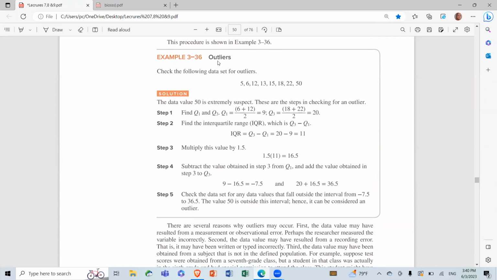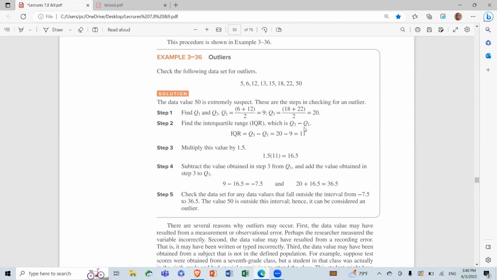Outliers. Check the following data set for outliers. We have this data. The data value 50 is extremely suspect. 50 is the most extreme. These are the steps in checking for an outlier. Step 1, find quartile 1 and Q3. Q1, as we said before, is 6 plus 12 over 2. Q3 is 18 plus 22 over 2. Here are three quarters of the numbers and here a quarter of the numbers, and in the middle is Q2.